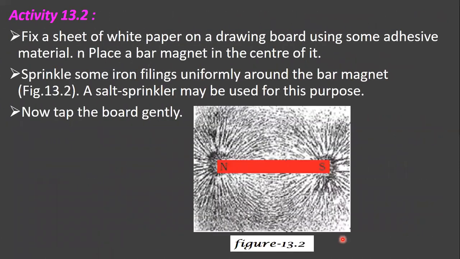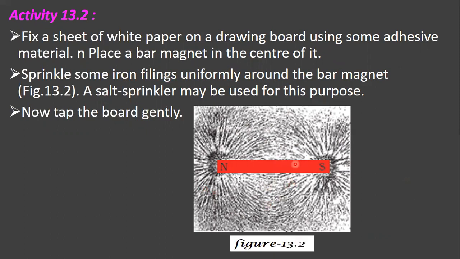Now let us do one activity here. You fix a sheet of white paper on a drawing board. See children, this is a sheet of white paper. You fix it on a drawing board using some adhesive material. Adhesive means it is a substance that makes things stick together, and you place a bar magnet in the center of it.